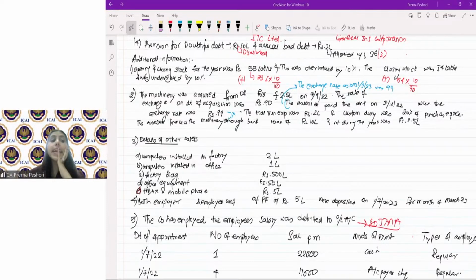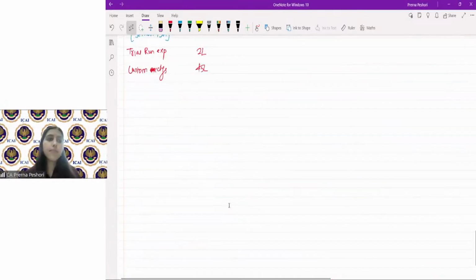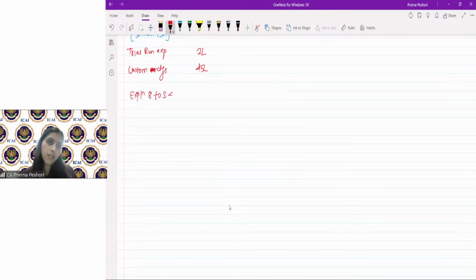So, explanation 8 to section 43.1. What does it say? It says that where the amount is paid or payable in connection with the interest on acquisition of the asset, interest is paid in connection with the acquisition of the asset. The amount after the asset is put to use will not be capitalized.